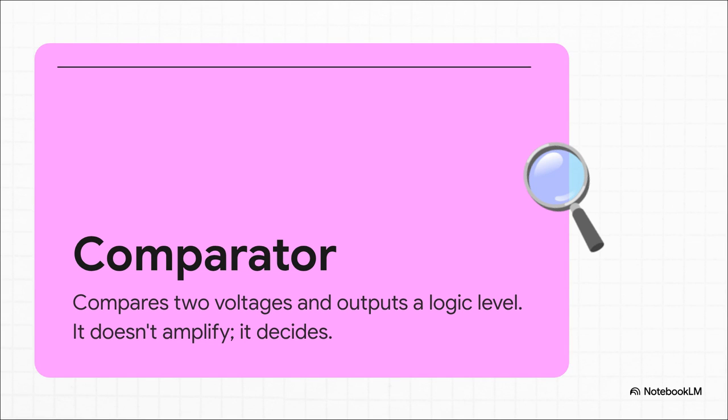See, in this mode, it's not about amplifying anymore. It's about deciding. All a comparator does is ask one simple question. Is this voltage higher than that other voltage? That's it. And based on the answer, its output just slams all the way to the maximum positive voltage or all the way to the minimum. It's a binary yes or no answer. This one simple decision is the crucial bridge from the analog world to the digital world.